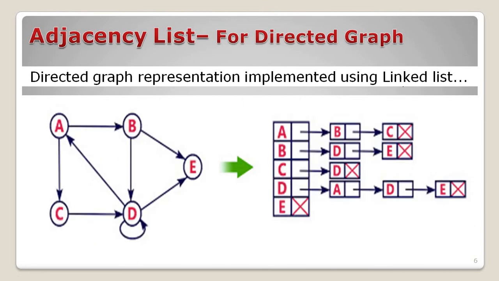Now the second thing is directed graph representation using a linked list. In previous lectures we have learned how to represent a linked list. Already we know that in a linked list, we are having one node and two fields: one is the data field, and another one is the link field, that is the next link.